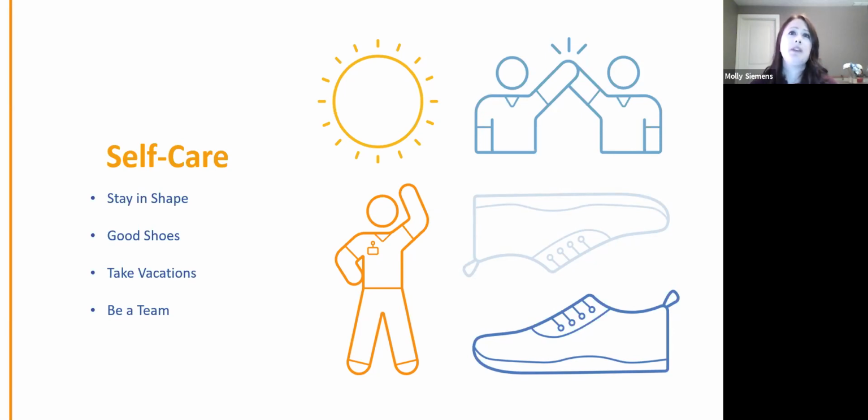Something else that we can do to take care of our bodies is to take vacations. While we compare our bodies to machines, we are definitely not machines. So take your PTO or your vacation days. Use that time to relax those overused muscles or just as a mental break from the stress of what we do. And finally, be a team. Help your fellow sonographers and trust that they will be there for you as well.